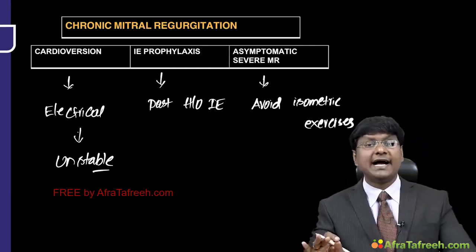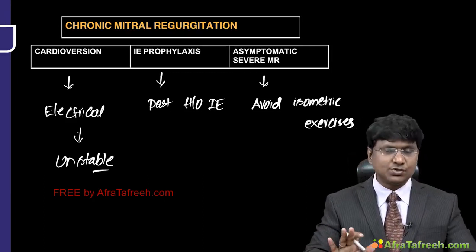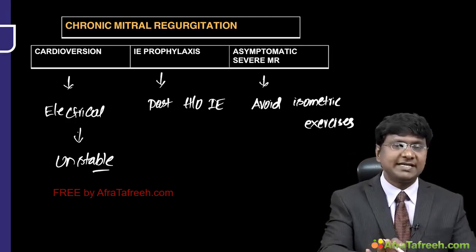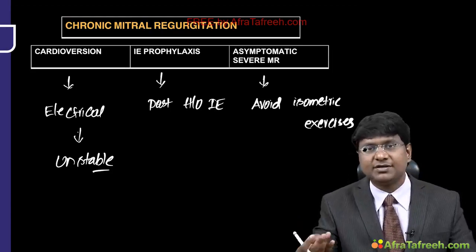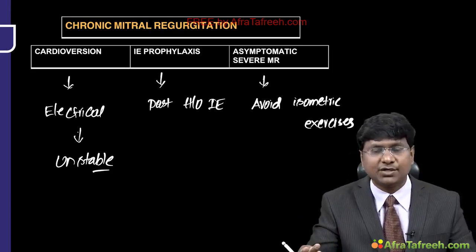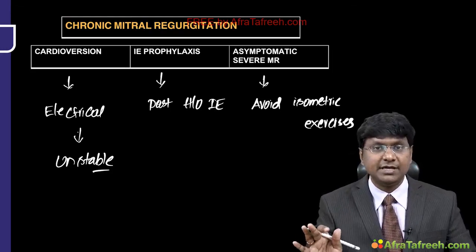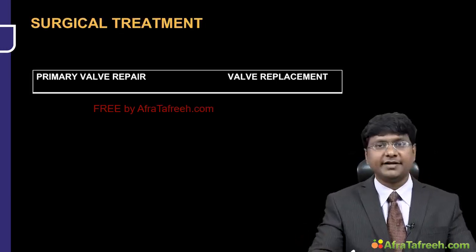Right, they should avoid isometric forms of the exercises. So this is about the medical management. Basically diuretics, and your GDMT also includes beta blockers, ACE inhibitors or ARBs, aldosterone receptor antagonists, SGLT2 inhibitors. Then coming to the surgical treatment.